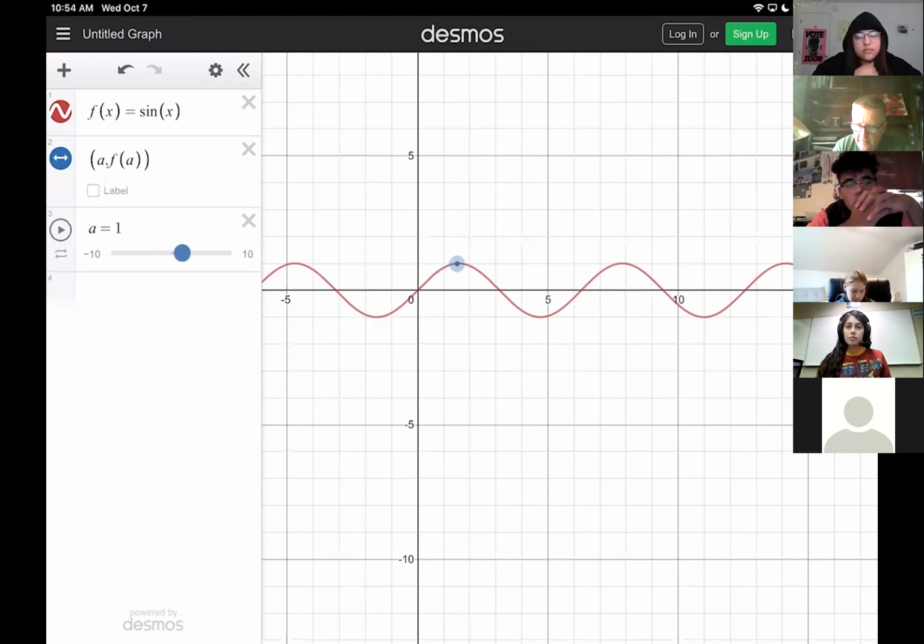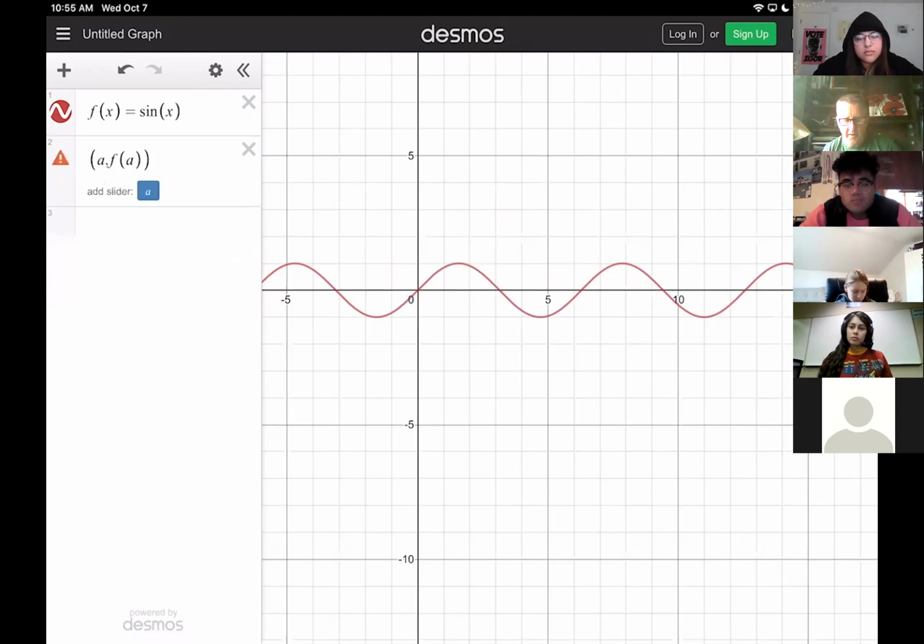Of course, that's very interesting, right? The slope right there is what? 0. Yeah, 0. And then all through here, the slope is negative, right? And then the slope is 0 again. There's a lot of places with the slope of 0, right? So let's think about that.